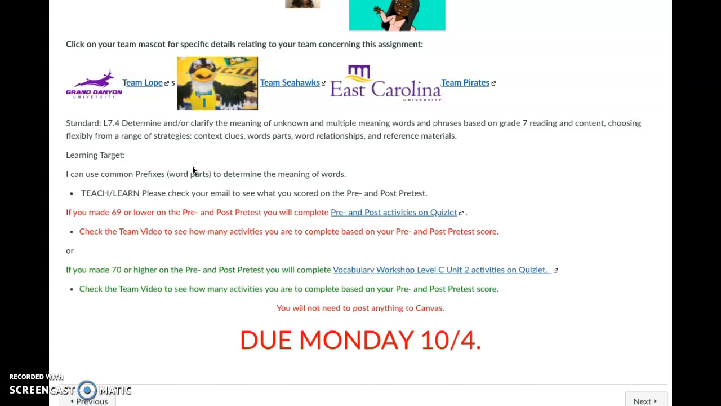Our standard for today is L 7.4. Determine and or clarify the meaning of unknown and multiple meaning words and phrases based on grade 7 reading and content, choosing flexibly from a range of strategies, among them being context clues, word parts, which are prefixes in our case, word relationships, and reference materials. Your learning target: I can use common prefixes, word parts, to determine the meaning of words.